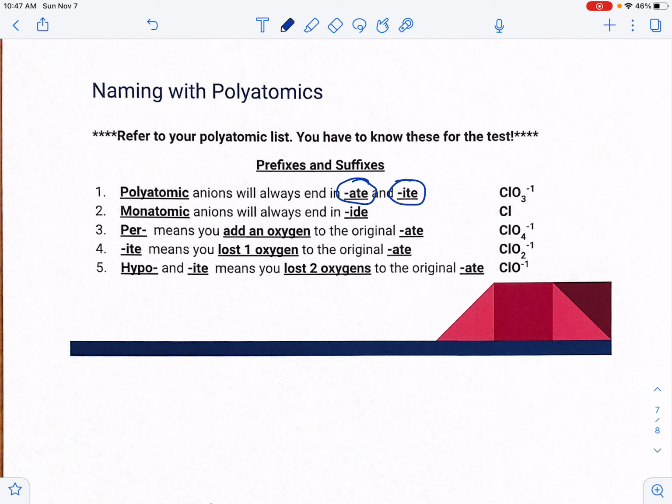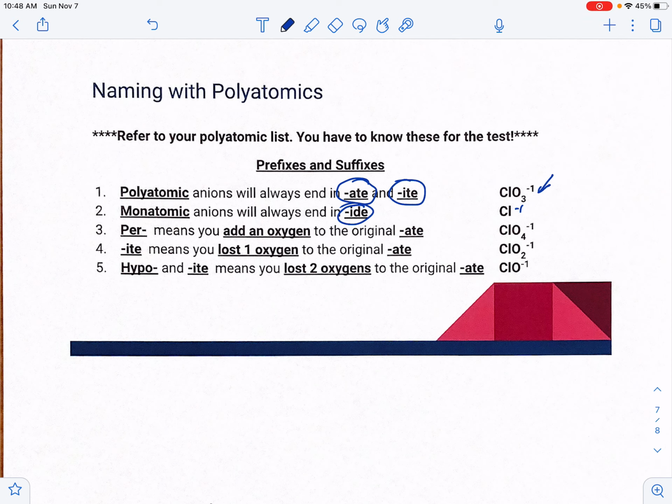So use that list. The polyatomic is going to look like this. Chlorate would be ClO3 with a -1. That's my example right here. Now, monatomic anions are just going to end in ide. Anytime it's just an element by itself, like chlorine here, which has a -1 charge, that is going to be chloride. You have to pay attention: if it's just chlorine by itself, it doesn't have an oxygen attached to it, which means it's going to end in ide.